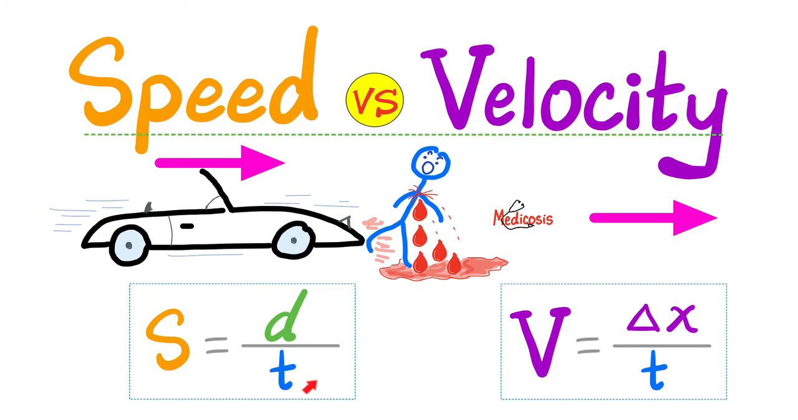Time is a fundamental quantity, it's not derived from anything else. Length is also a fundamental physical quantity. However, speed is derived from distance and time. Similarly, velocity is derived from displacement and time.